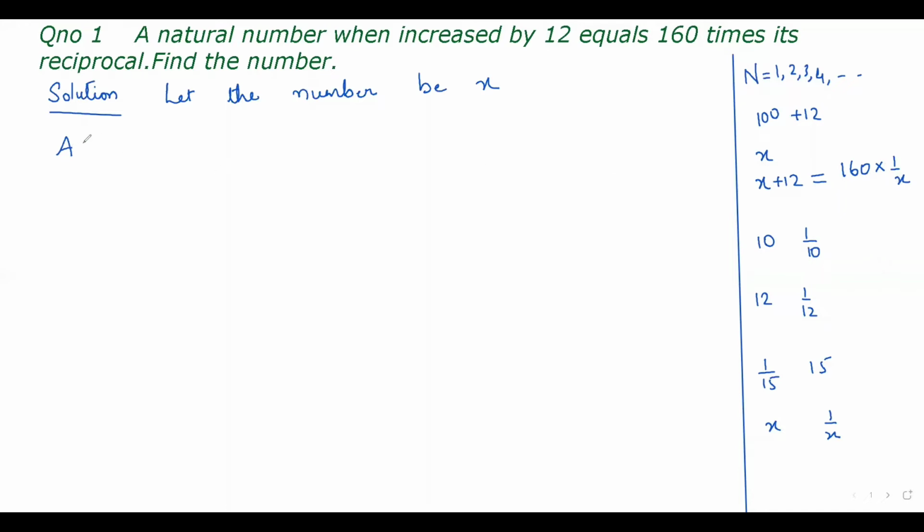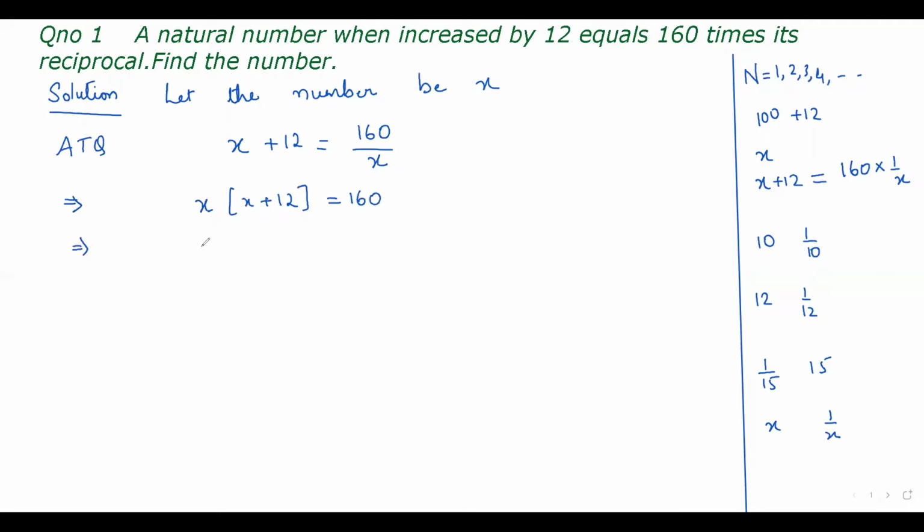So you can here write according to the question, it is number when increased by 12, it means x plus 12 is equal to 160 times its reciprocal. So 160 into 1 by x can be 160 by x. Okay, so let us start solving it. So x will go that side. It will be transposed to LHS. So it will be x into x plus 12 is equal to 160.